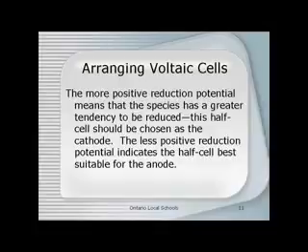When we look at which half cell is going to be the cathode and which is going to be the anode, we want the one that has the more positive standard reduction potential. That's the one we'll choose to be the cathode. The less positive reduction potential we'll choose to be the anode.